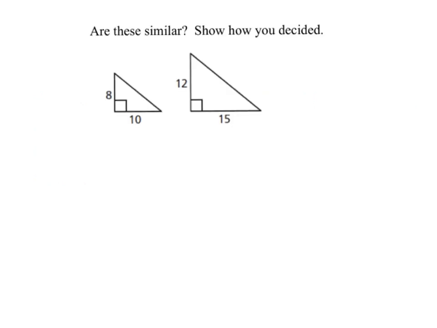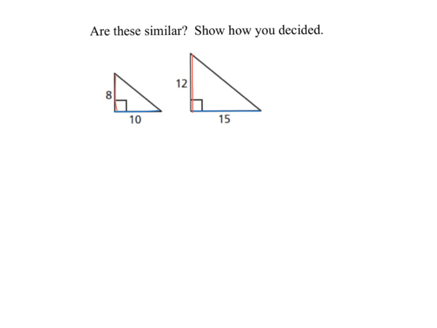So let's see what that looks like with this example. We're given two triangles and we're asked if they are similar. So the first thing I always like to do is highlight my corresponding sides. So I can see that 8 corresponds with, or matches up with, 12, and 10 corresponds to 15.